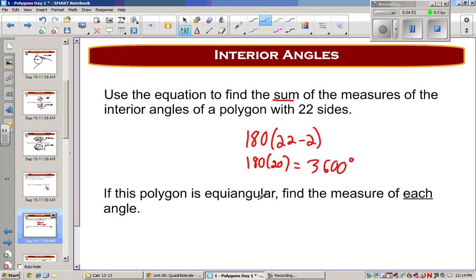If this is equiangular, so if all the angles are equal, if we want to find the measure of each of those, I take 3,600 and I divide it by 22, and each angle is 163.63 repeating degrees.